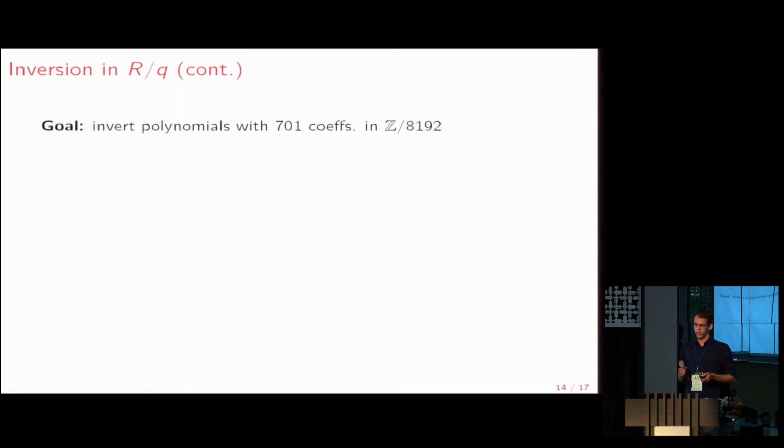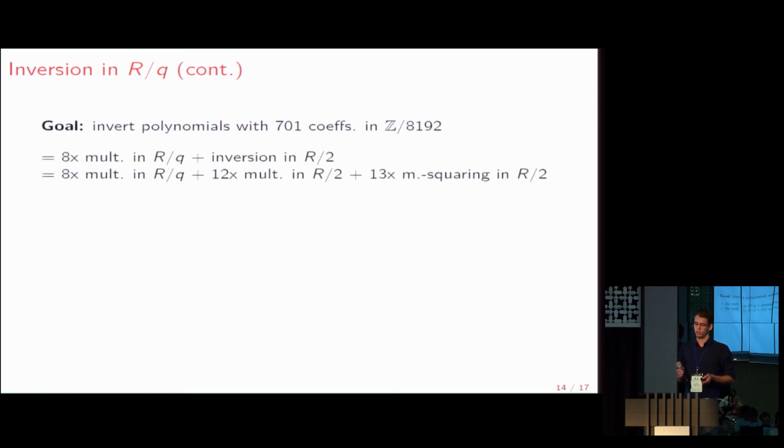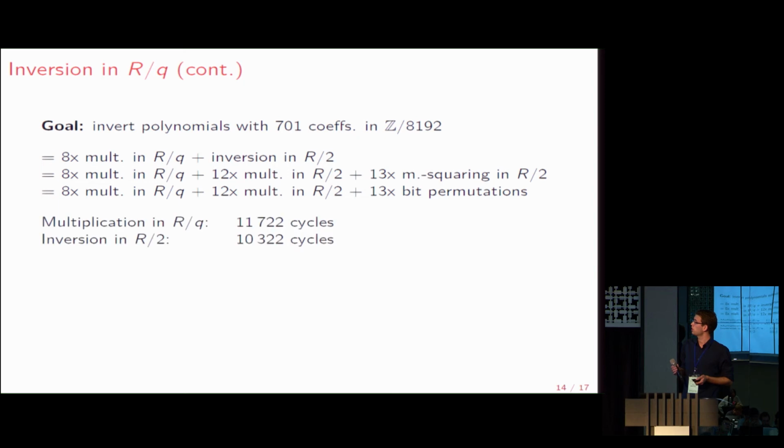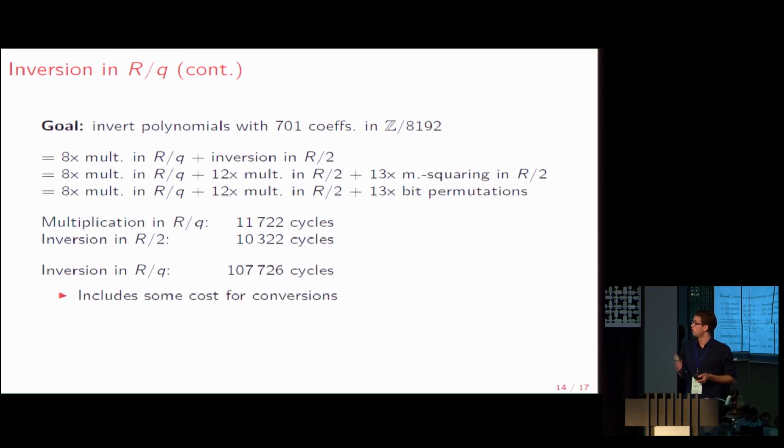So for the inversion, we now have all the blocks together. We have these multiplications and inversions. These break apart into multiplications and multi-squarings, which are exactly multiplications and bit permutations, which add up to the following cycle count. So multiplications were 11,000. The inversion in R2 is about 10,000. So that gives us a total of about 100,000 cycles for this inversion in RQ, because we do this multiplication 8 times. That's basically the main cost. And this inversion in R2 is pretty cheap.